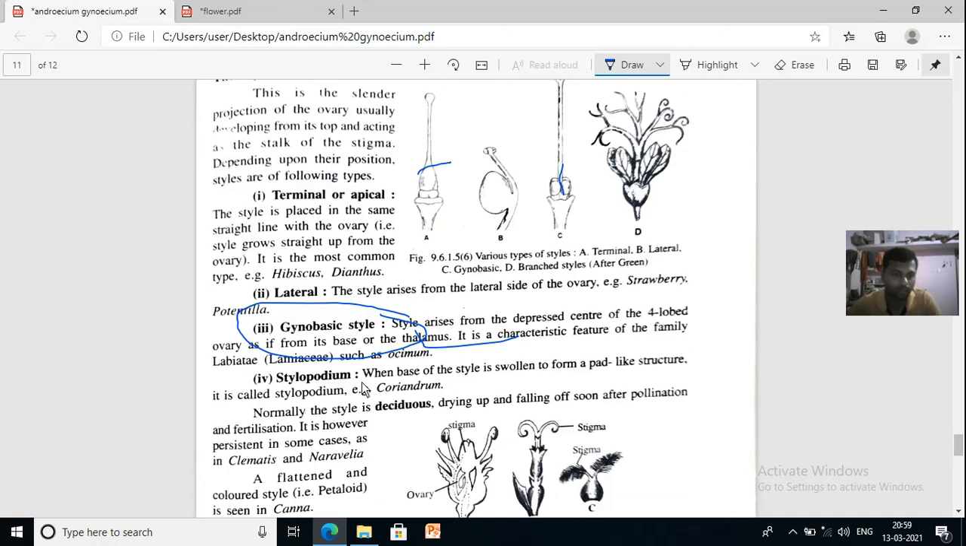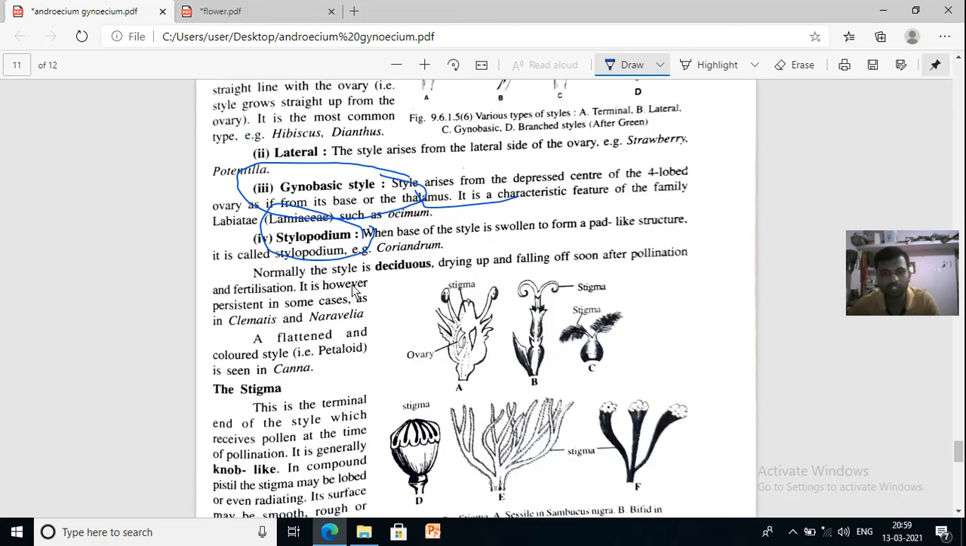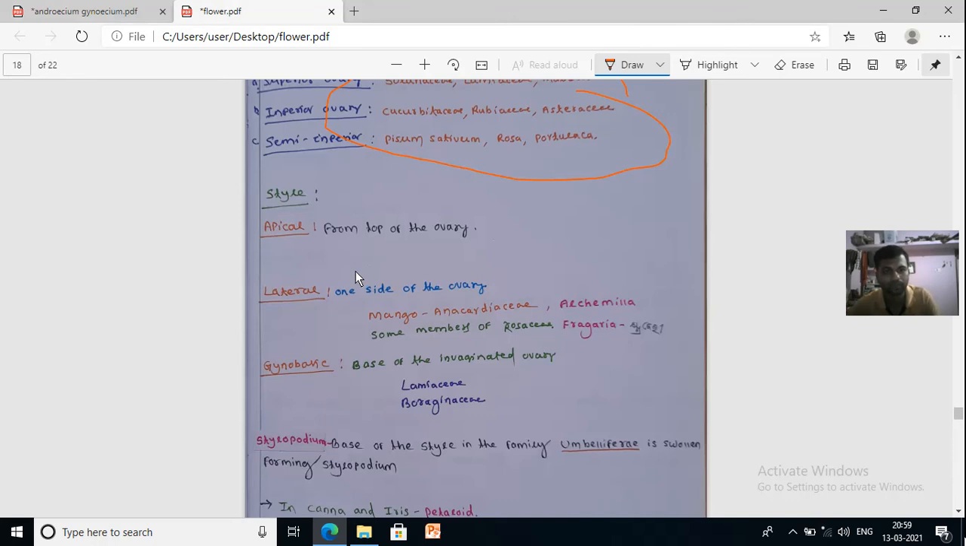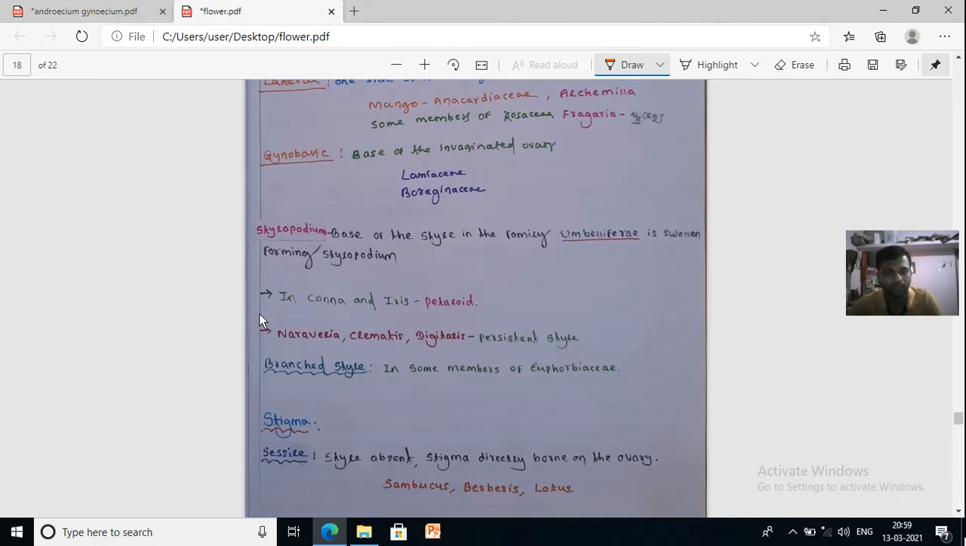Now comes the stylopodium. This is another important point. When the base of the style is swollen into a pad-like structure, it is called stylopodium. It is found in coriandrum, and this one is so much important. Here this stylopodium is found in coriandrum. Next, in canna and iris, the style is petaloid.